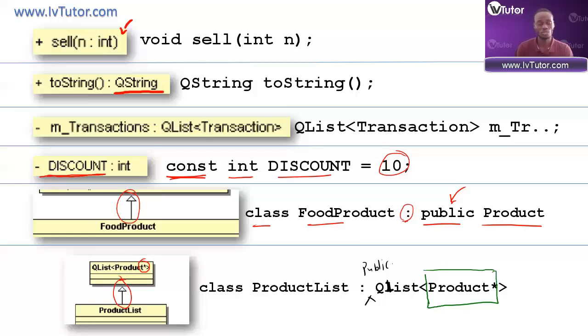It's a QList of product pointers, which means in this list, you only put pointers of type product. Remember, you can have a pointer of type int, a pointer of type double. Here we have a pointer of type product. So basically, that is how you interpret a UML class diagram.